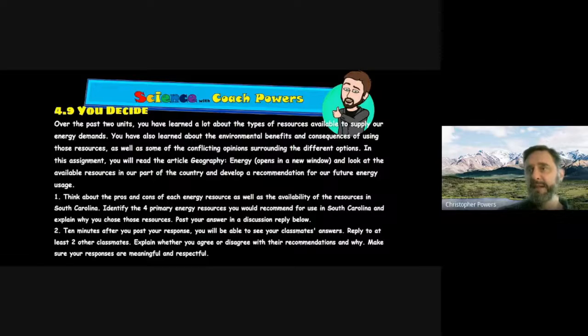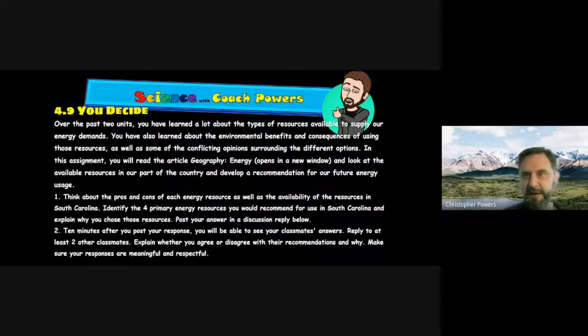So you'll look at basically the direction stated in the last 2 units, 3 and 4. You learned about the environmental benefits and consequences of using different types of resources, as well as some conflicting opinions. In this assignment, you'll read an article again, not the same one we read before, but a different one, and look at the available resources that aren't part of the country. So it's dealing with South Carolina specifically. And you would recommend some future energy uses.